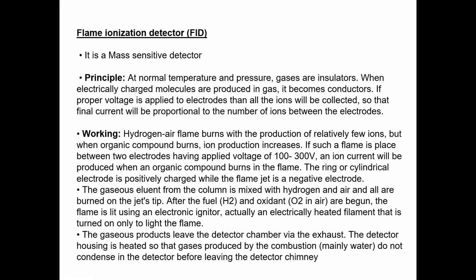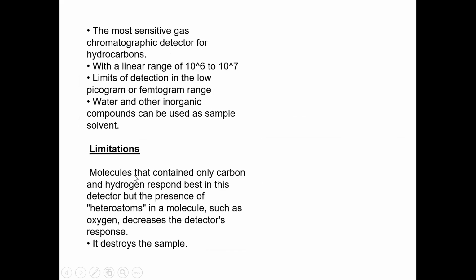Next, flame ionization detector. Here the principle is when proper voltage is applied to electrodes, then all the ions will be collected so that the final current is proportional to the number of ions. How are the ions produced? When the sample is introduced into the flame, ions are produced. So the number of ions is proportional to the sample concentration. So that is the principle of flame ionization detector. Study the working also.